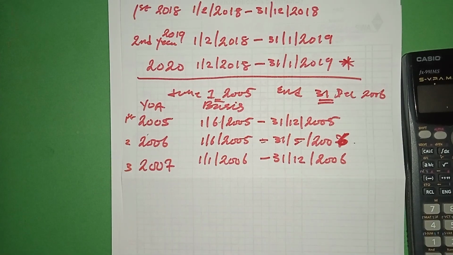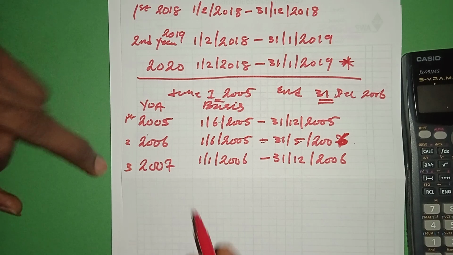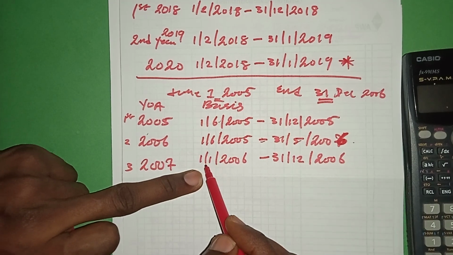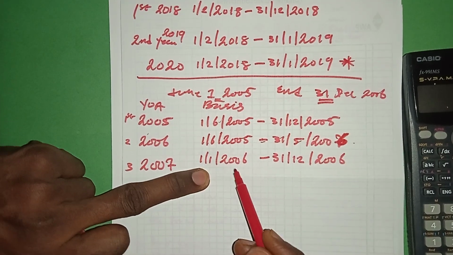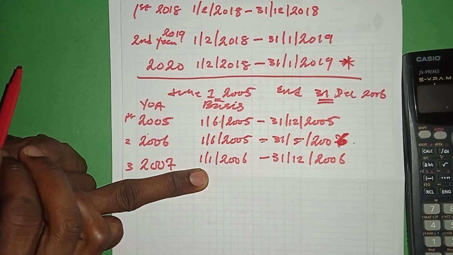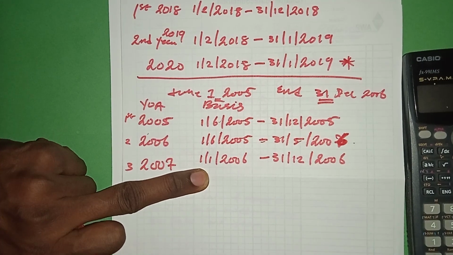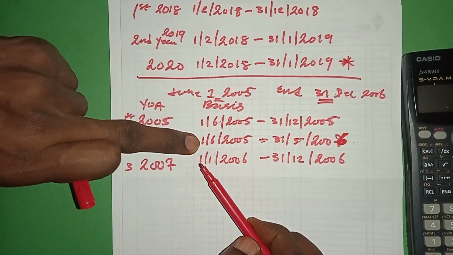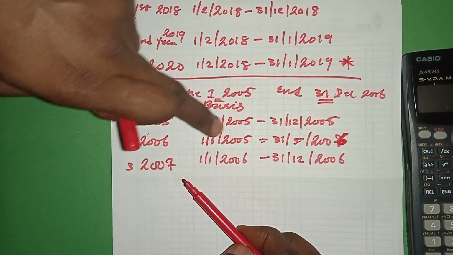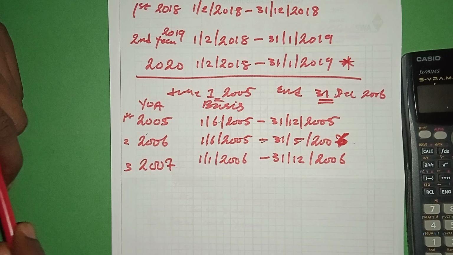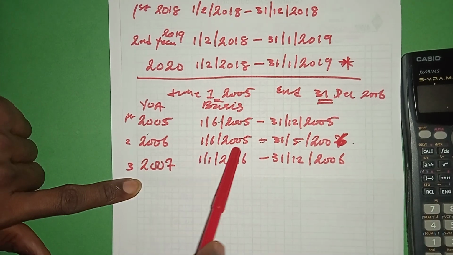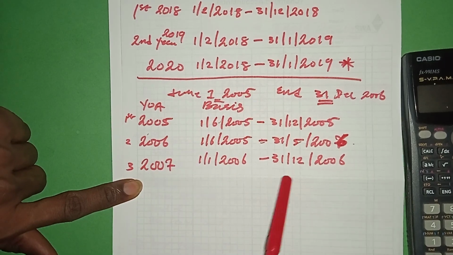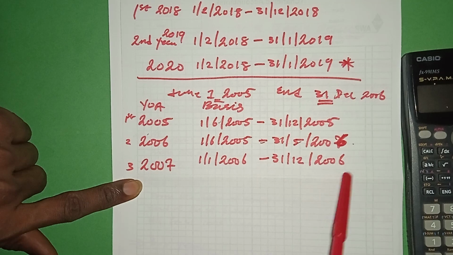But this one is not certain. I'm going to show you why. Now, here, as at 1st January 2006, has this business started? Now, let's take a look. This business started on 1st June 2005, which is this. And here, they end the accounting year here.